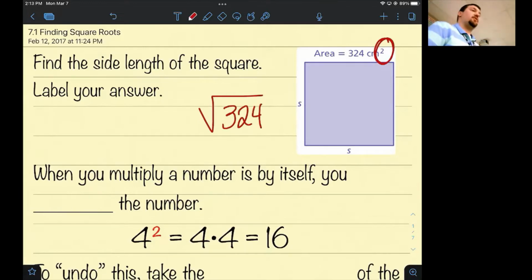324 is? Christian? 18. So each of these side lengths are 18 centimeters. 18 times 18 is how we get 324. So you could say that the root of that square, its square root, is 18. So the side length or the root of that square is 18.